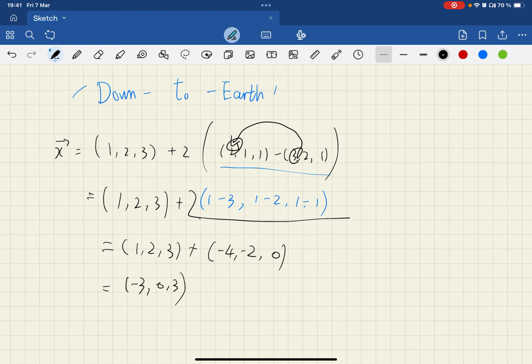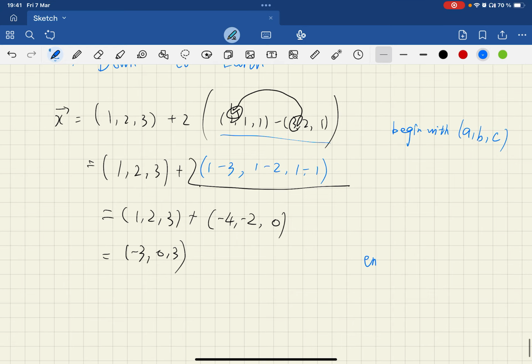It's worth noticing that we began with things like A, B, C and end with A, B, C, which is a little bit not surprising, right? But we will show that in the following courses.